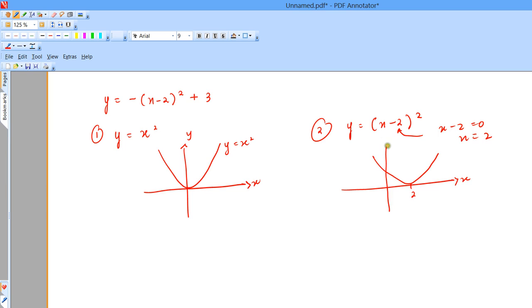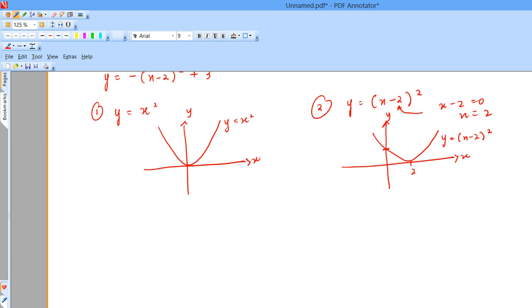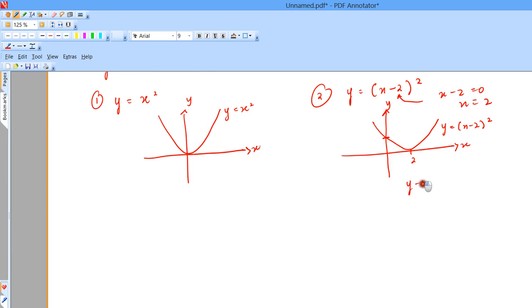We have the x and y axes, and then you need to label y equal to (x minus 2) square, and then we have the y-intercept here. So how to find the y-intercept? Just set x equal to 0. So we have y equal to (0 minus 2) square, equal to 4. So here the y-intercept equal to 4.